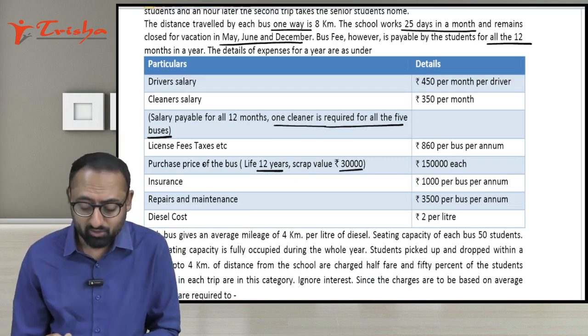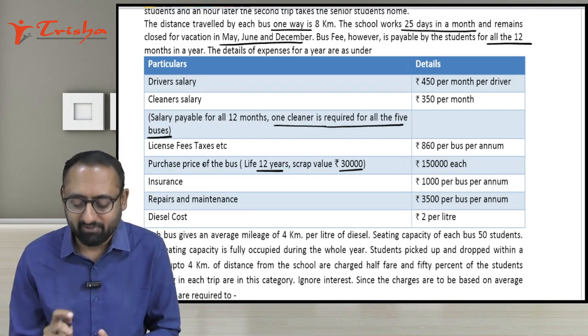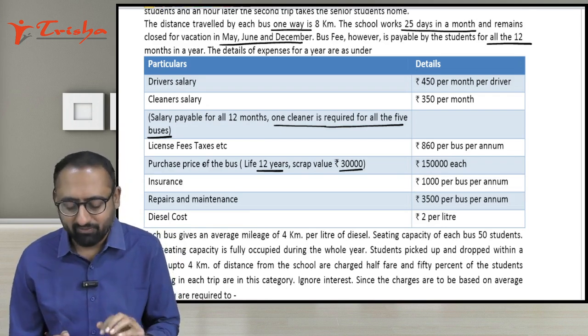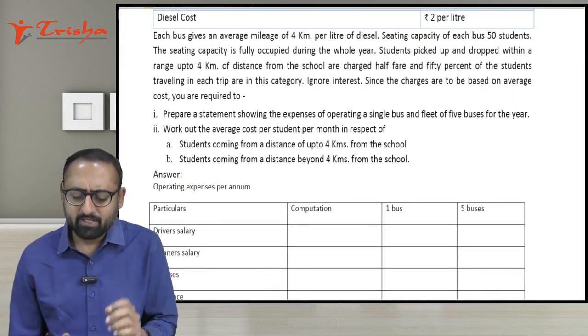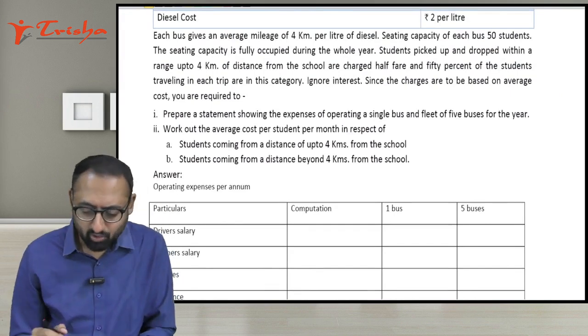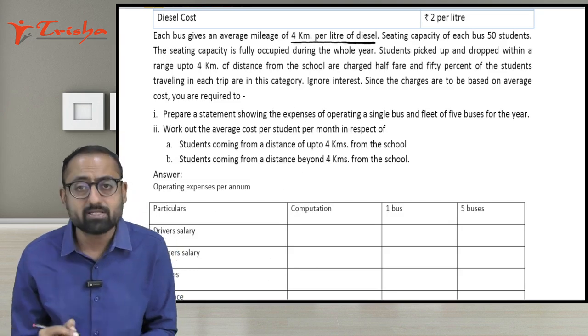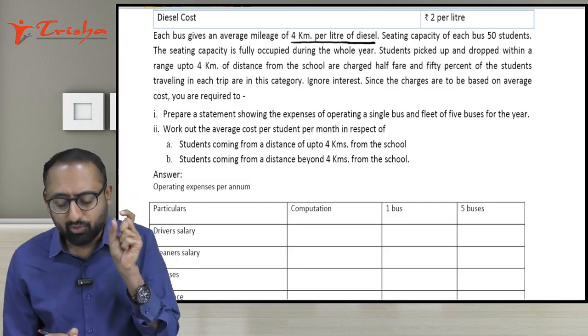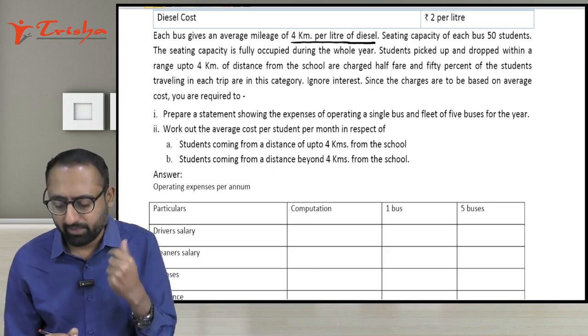Insurance will also be your standing charge like depreciation. Repairs and maintenance will be your semi-variable expenses. Diesel cost will be your variable expense. Next one, each bus on an average gives a mileage of 4 km per liter of diesel. So if you put 1 liter of diesel in that vehicle, it will run for 4 km.